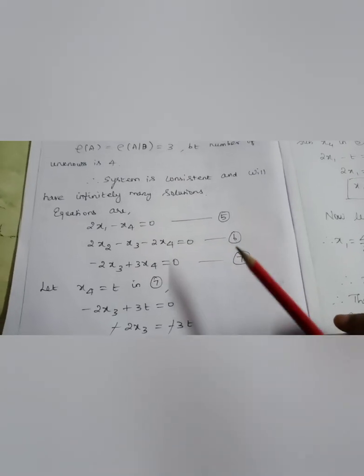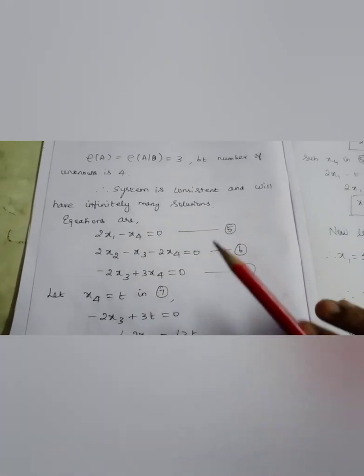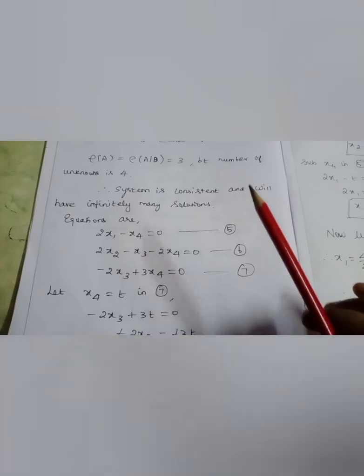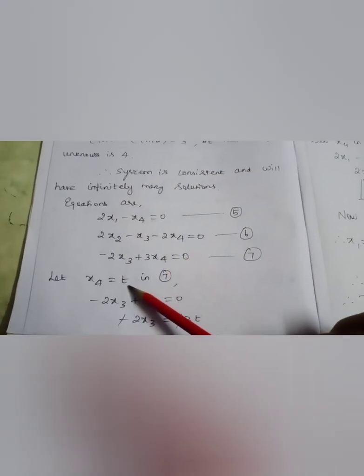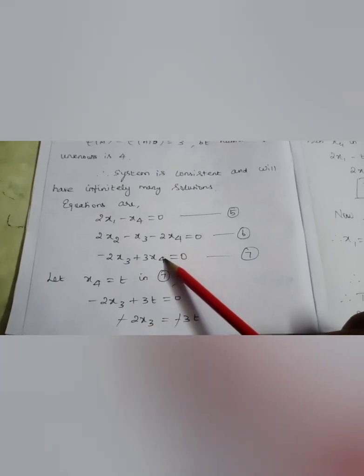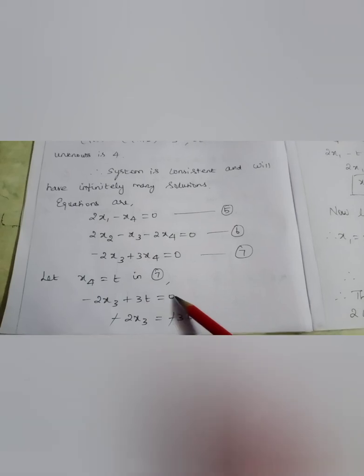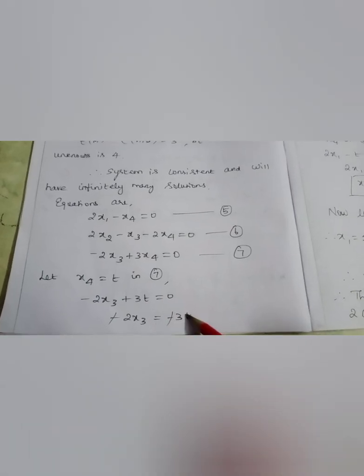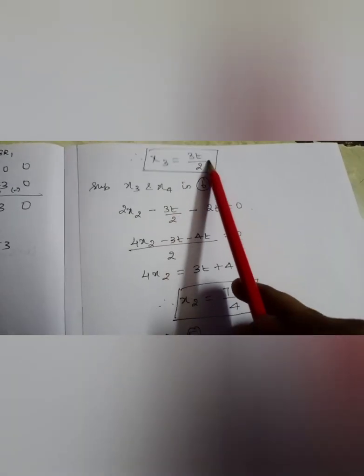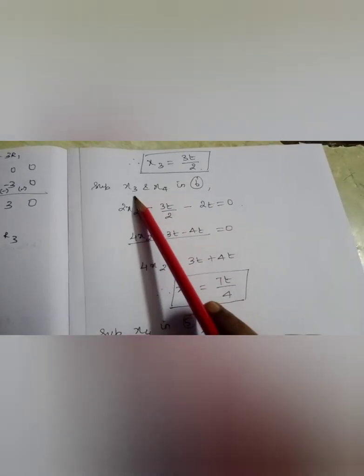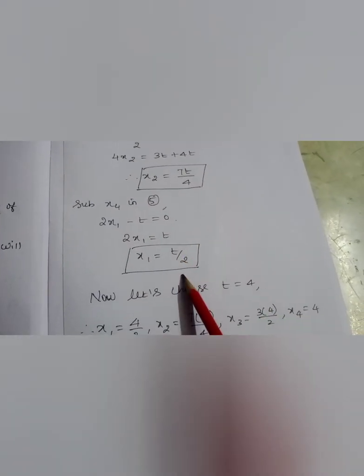Now, as usual, what we did in the homogeneous and non-homogeneous sums previously, in this sum also, we assumed z as t. Similarly, the last variable x4 we will assume as t. So substituting this as t in the seventh equation, I am getting 2x3 plus 3t is equal to 0. 2x3, when it goes to the other side, both the minus will get cancelled, and x3 value I am getting to be 3t by 2. Similarly, substituting x3 and x4 in the sixth equation, I am getting x2 value, and then substituting those values in the first equation, I am getting x1.